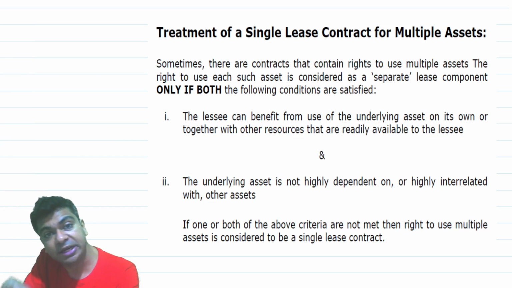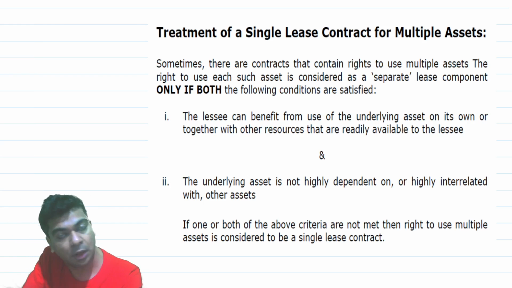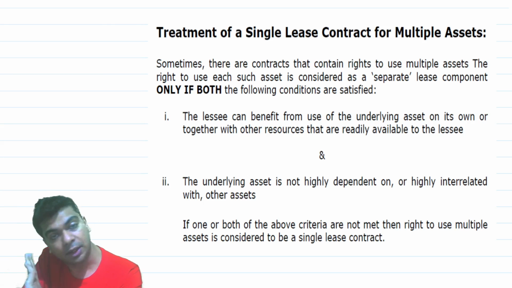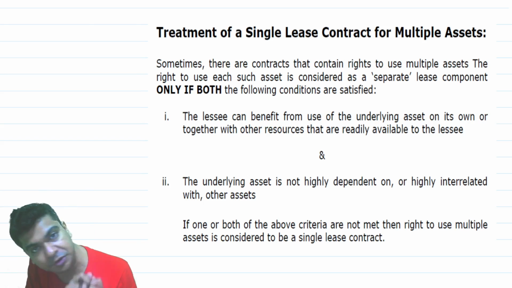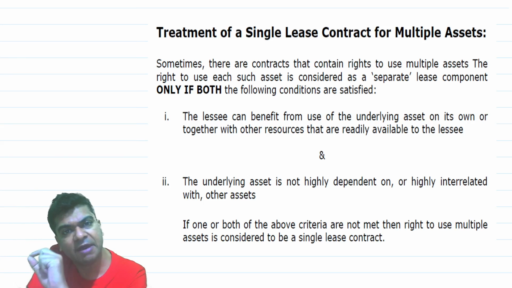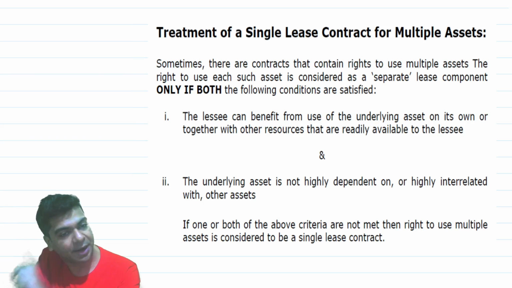Substance of the transaction should be given importance, or the form of the transaction is to be given importance. Form of the transaction is that there is a single contract. Legally speaking, I have only one lease contract, but that lease contract has multiple assets. Shouldn't I treat every asset as a separate lease contract? So when can separation be carried out?